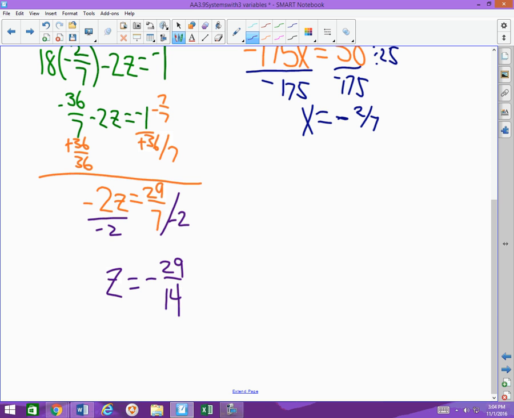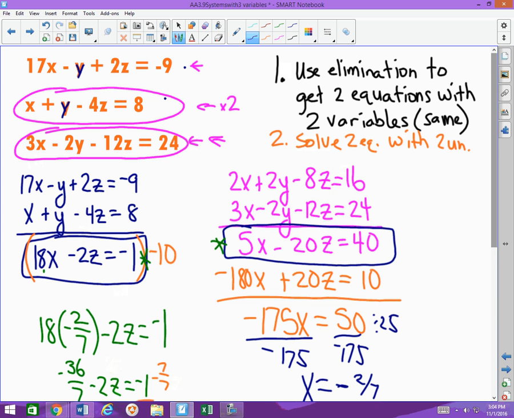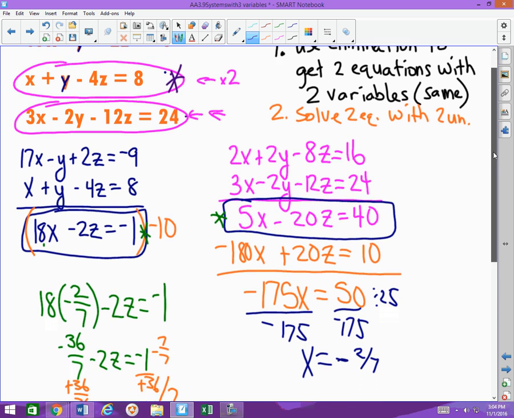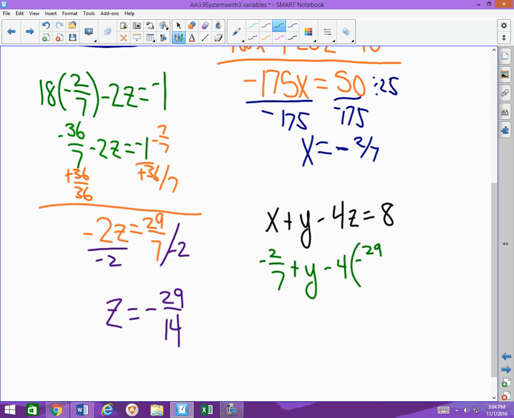Now that we know that z is negative 29 over 14 and x is negative 2 over 7, we can go back up to any one of the original problems to figure out what y is. And we're going to use the middle equation: x plus y minus 4z equals 8. And so we can replace x with negative 2/7 plus y minus 4 times negative 29 over 14 equals 8.